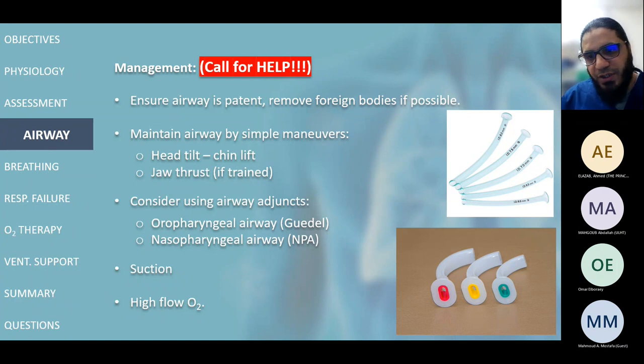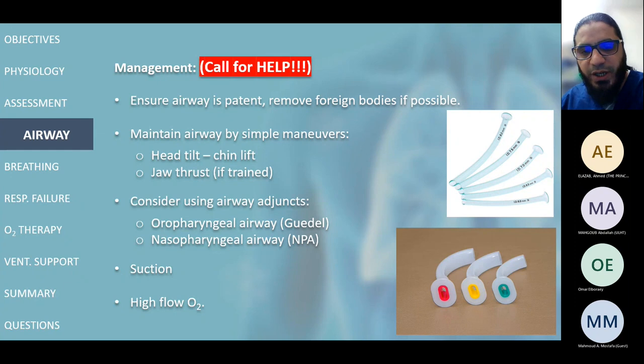You can use any of these devices on the picture. The one on the right lower corner is the oropharyngeal airway, the Guedel, and I'm sure that everybody knows it and how to insert it. The problem with it is if the patient is awake, he wouldn't tolerate it, and it can stimulate vomiting. Or if the patient is really unconscious and clenching his teeth, it will be very challenging to insert it. So you can use the nasopharyngeal airways on the upper picture.